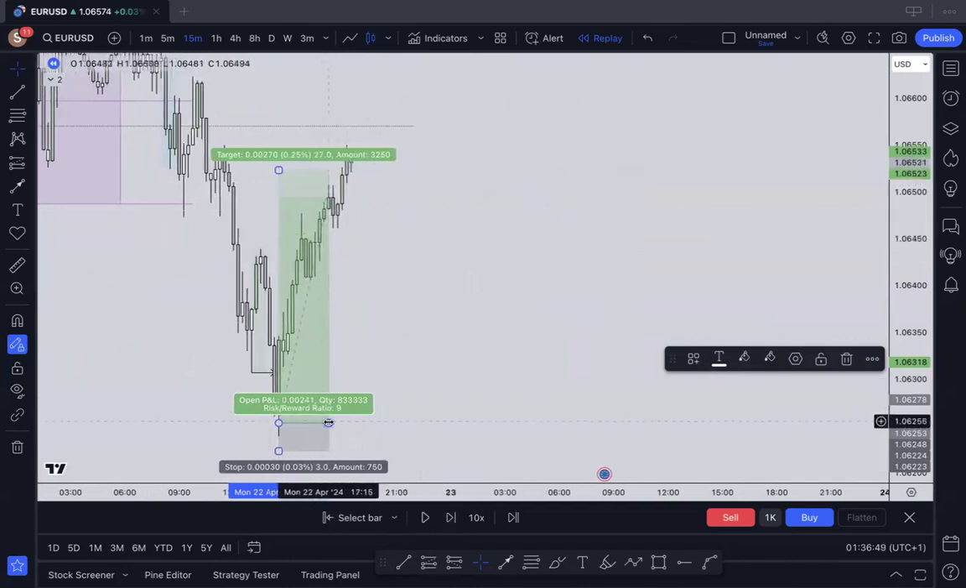There you go. So that's how we do entry. In the next video, I'm going to be showing you how we piece together each part of the strategy.